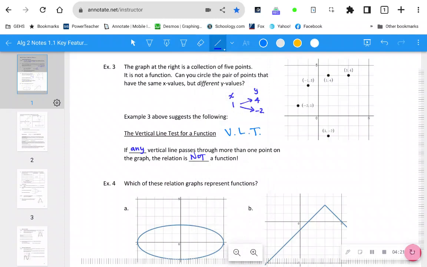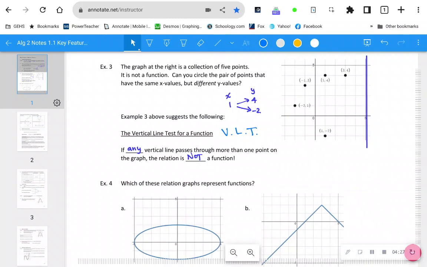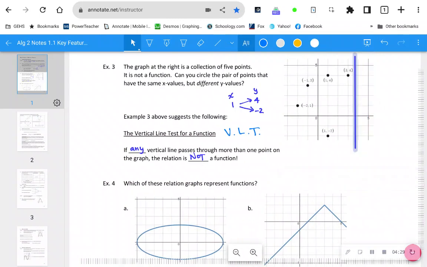So I'm going to draw a vertical line over here, and I'm going to take that vertical line and sweep it across. So far so good. As of this point, it hit just one point. But when I move it over to here and it hits those 2 points, I know that this scattering of points is not describing a function.